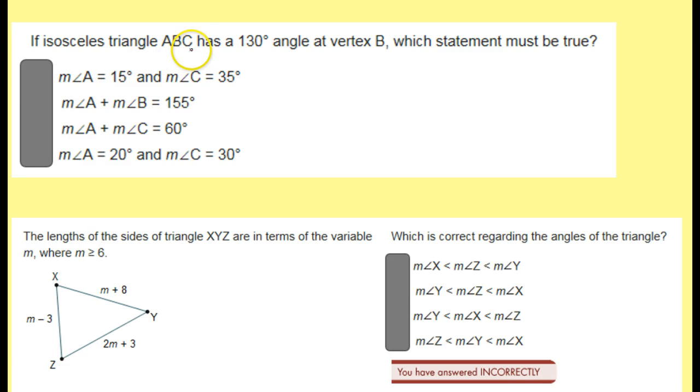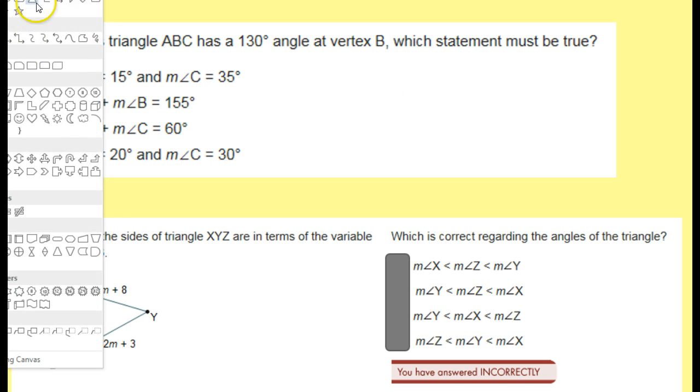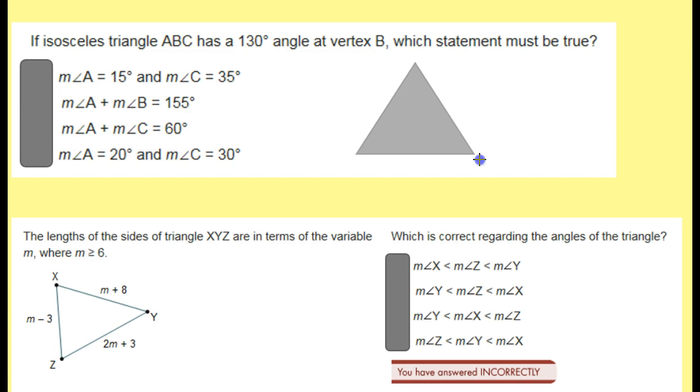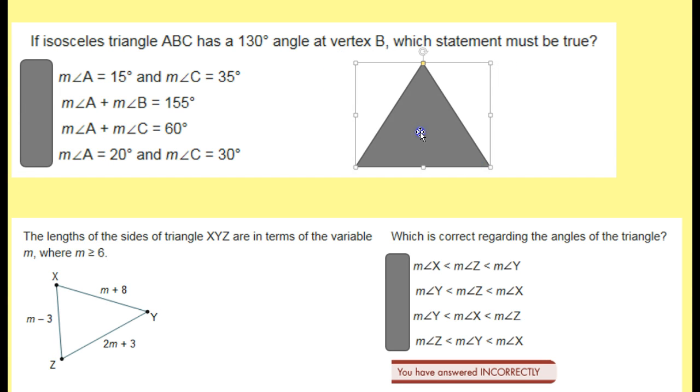If isosceles triangle ABC has a 130-degree angle at vertex B, which statement must be true? Well, seems like we need a picture, don't we? So, should I cheat and draw one using the software? I think I will. But if you were doing this test, you'd have to just draw it by hand. Alright, but I believe you could do it.